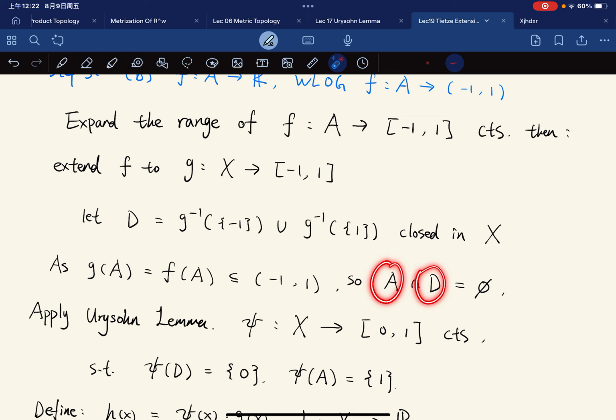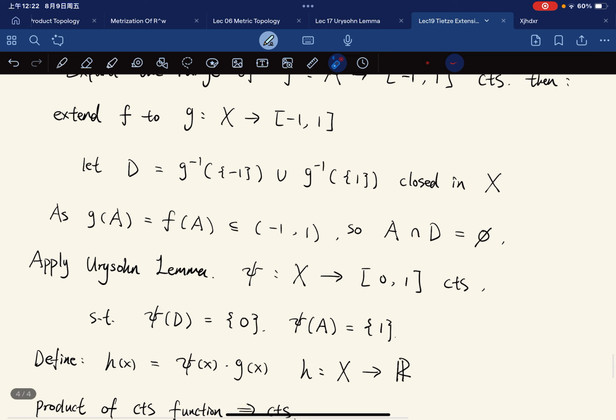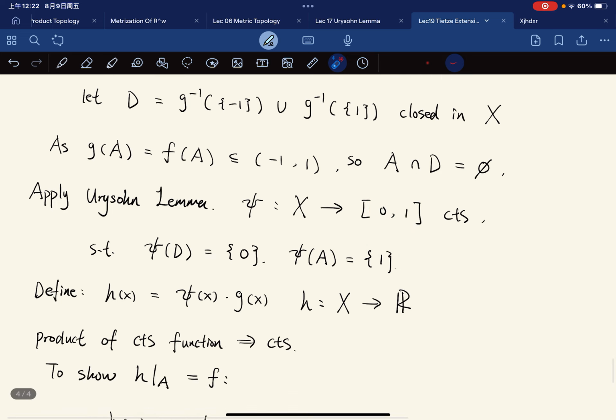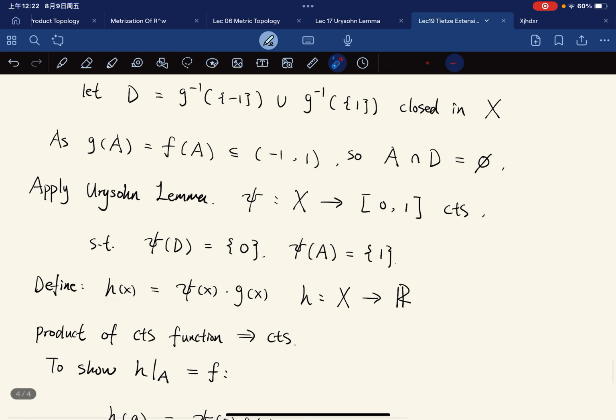D is closed in X, A is closed in X. Apply the Urysohn lemma, we can separate them by a continuous function psi into the interval [0, 1], such that psi of D is equal to 0 and psi of A is equal to 1. Okay, so this becomes D, this becomes A. We separate them via a continuous function. And we define h as the product of them.